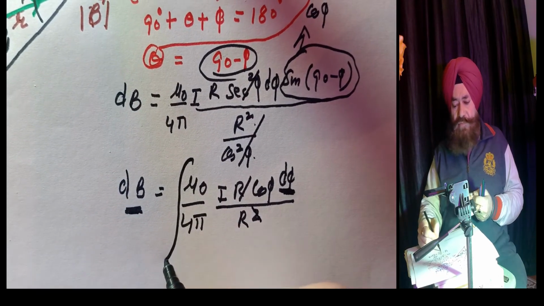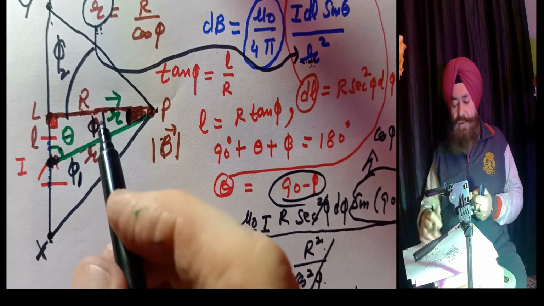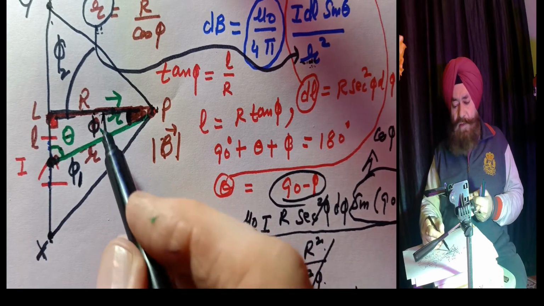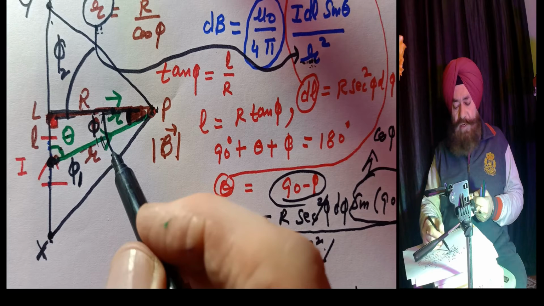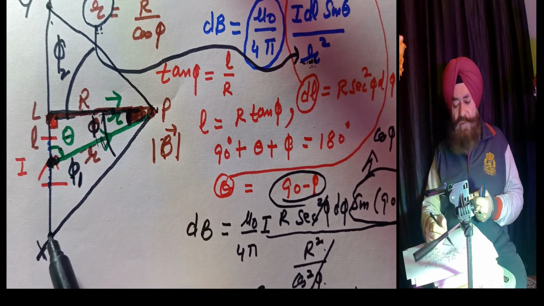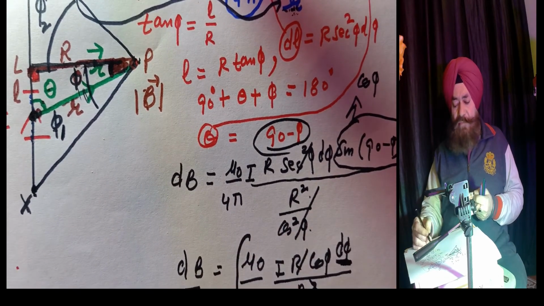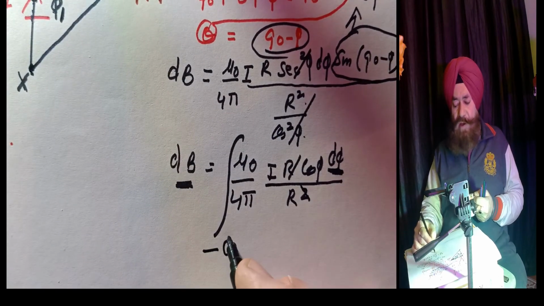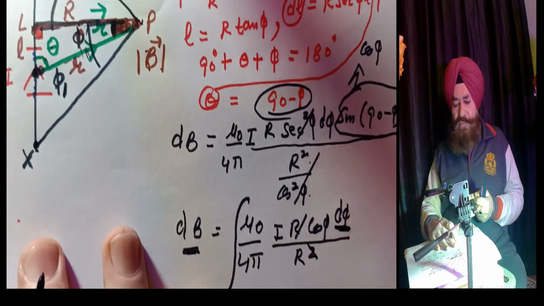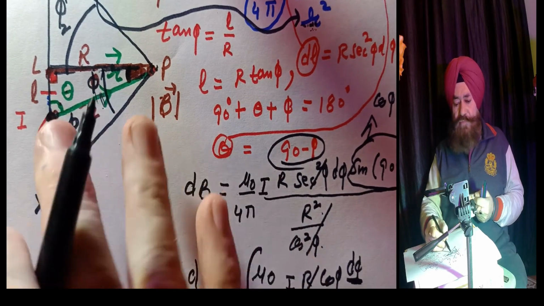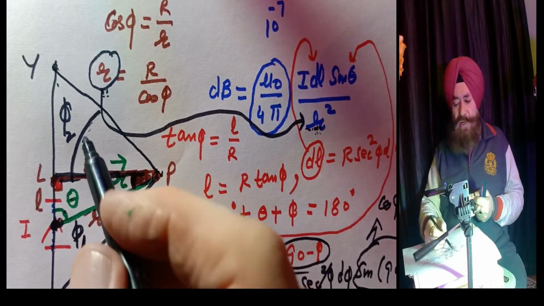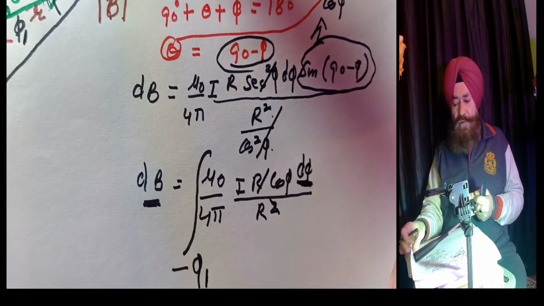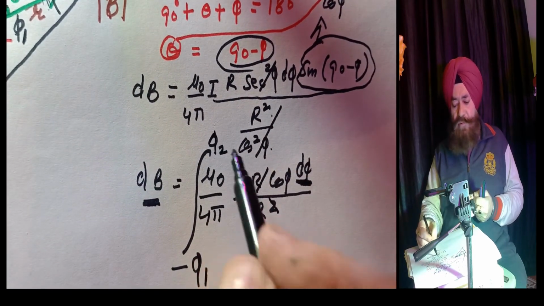The limits are, the lower, because this is perpendicular, and the angle which is along the down direction is phi 1 of this end. So I will write here minus phi 1 because that's a down angle. Now the upper angle, which is positive angle from this perpendicular, this is phi 2. So phi 1 to phi 2.